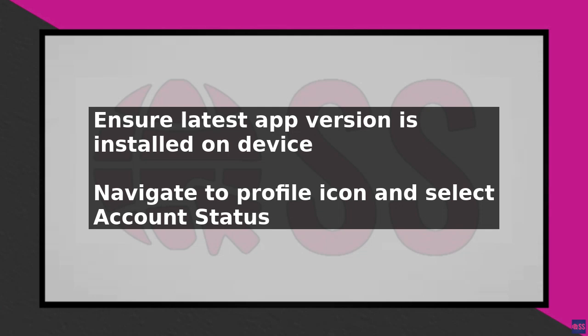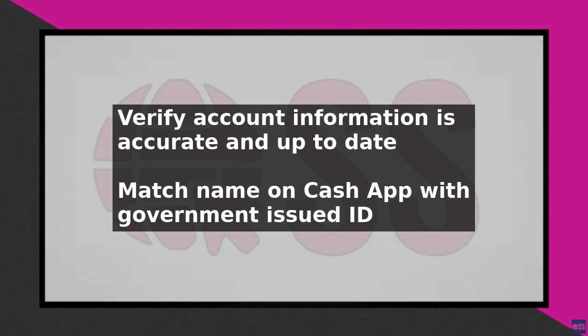Verify that your account information is accurate and up to date, including your name, email address, and phone number. Make sure the name on your Cash App account matches the name on your government-issued ID. If you have recently changed your name or address, update your account information accordingly.